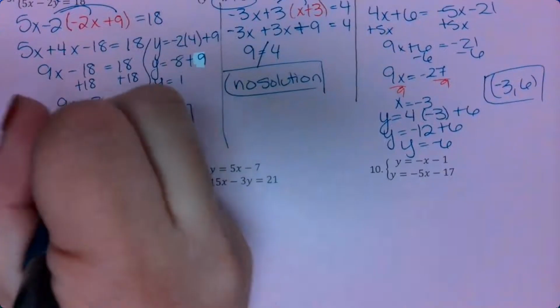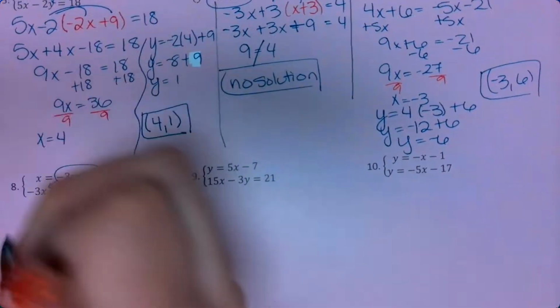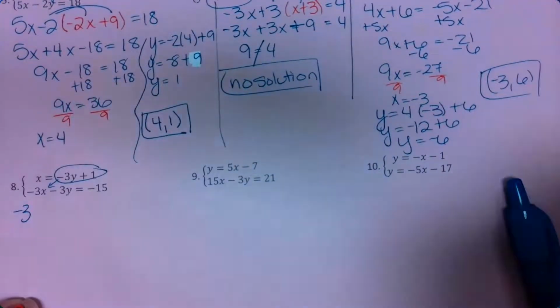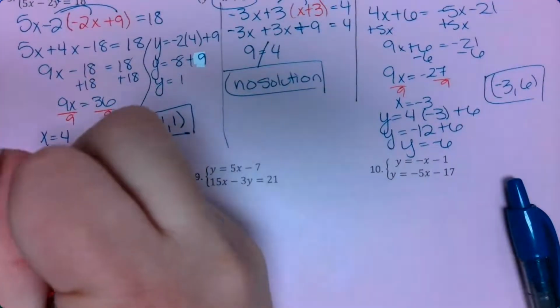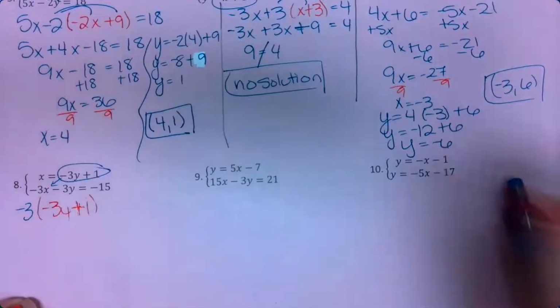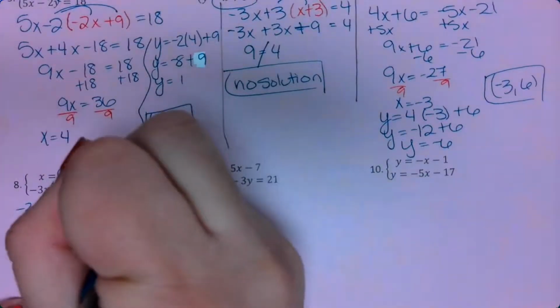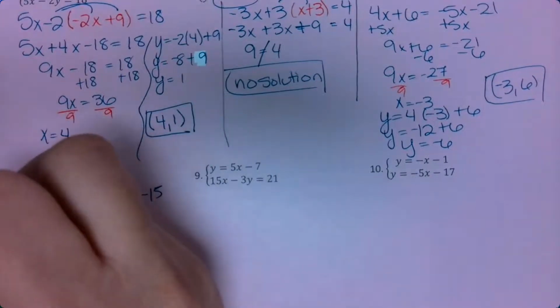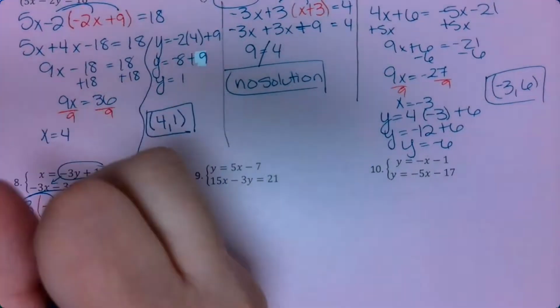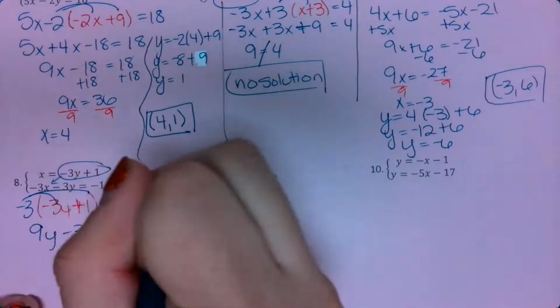Over here, this one is solved for x, so I'm going to plug in for my x. So I'm going to do negative 3, and then instead of x, I'm going to have negative 3y plus 1. And then minus 3y equals negative 15. I'm going to distribute that negative 3. I have 9y minus 3 minus 3y equals negative 15.